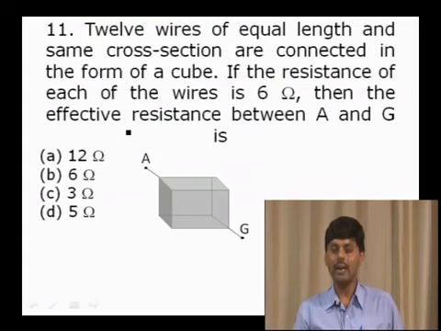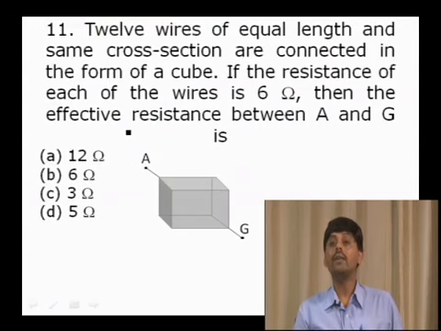See, I already discussed about A and G from the diagram. This is a body diagonal. For body diagonal, the effective resistance between A and G is equal to 5 divided by 6 into R, that is 5R by 6.